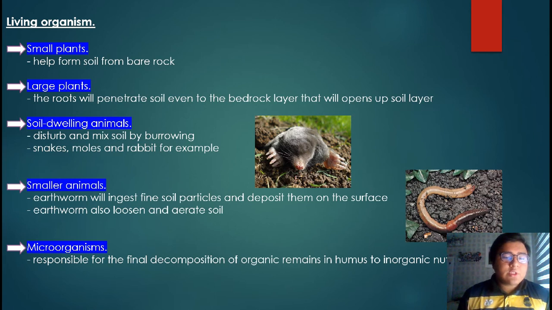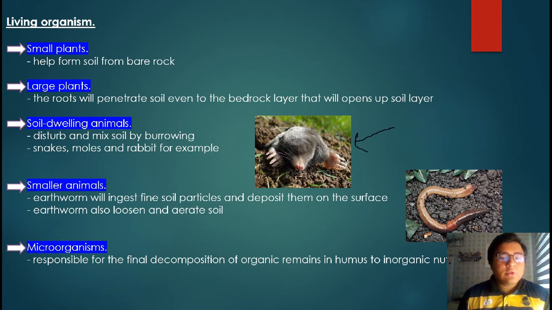So the next one, which is the third one, soil dwelling animals. These animals will disturb and mix soil by burrowing in it, which means they will make holes in the soil. Okay, so examples are snakes, moles, and rabbits. So this is the mole.